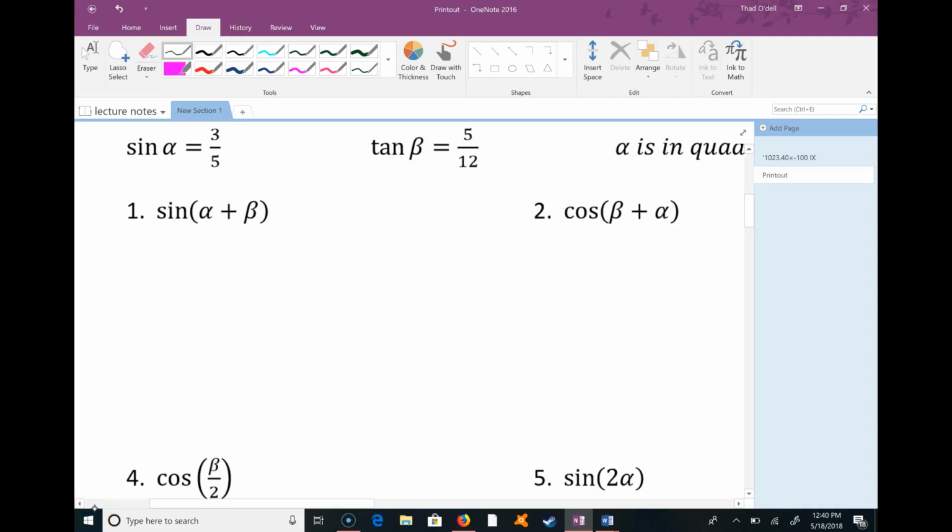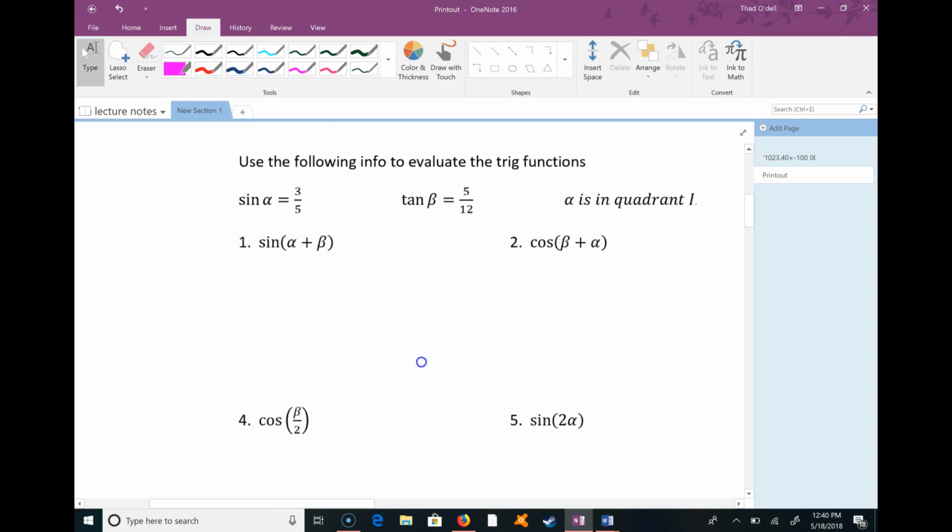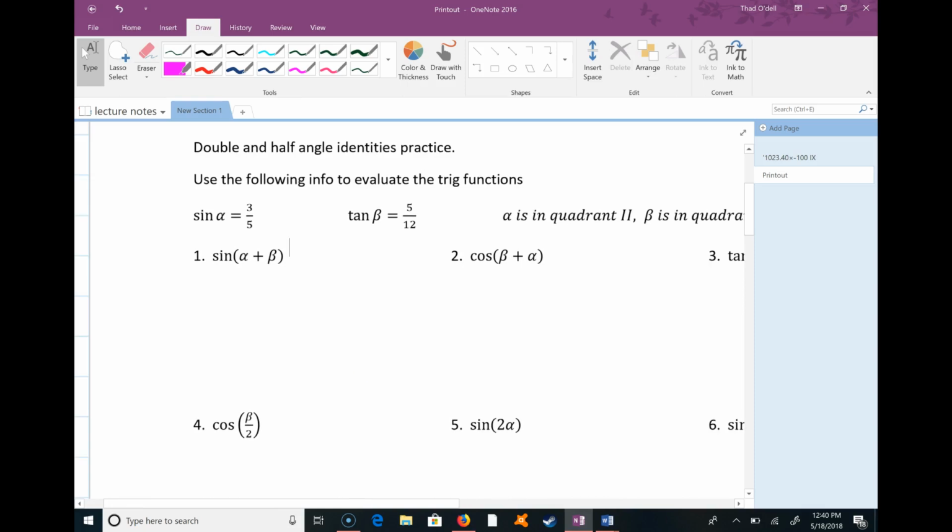Alrighty, this video is going to work through the double angle, half angle, and sum difference formula worksheet, just so you can get a good idea of how these things work. And you can see a lot of repetition. So this says sine alpha plus beta. You're supposed to evaluate this using the different identities, and you're supposed to give exact answers.